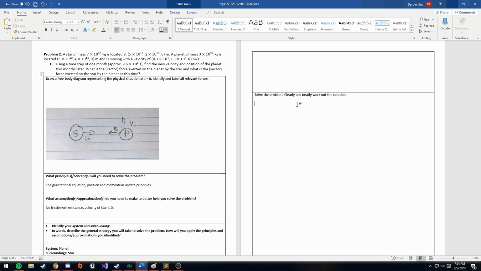Since we're given a velocity, let's just turn the momentum update into the velocity update, because it'll make it easier. Velocity is the current velocity, which is 1.5 times 10 to the 4, 0, plus our F net. Sorry, what did you say? I'm just reading off of the worksheet for the starting velocity. Oh, okay. No, you're fine.